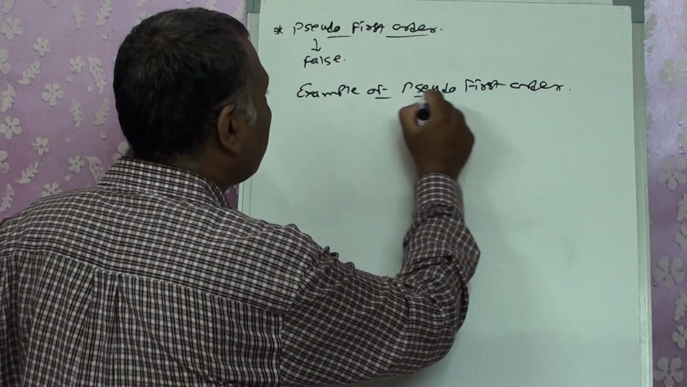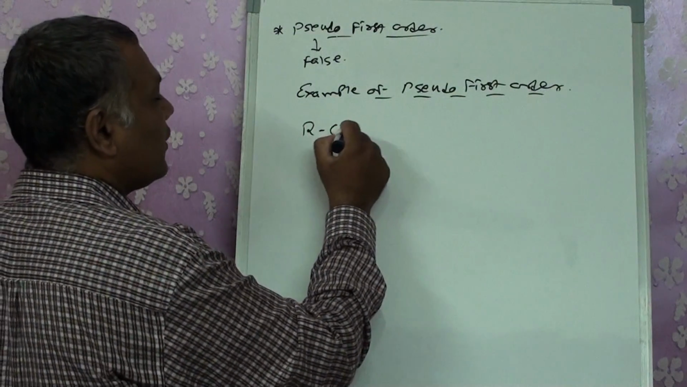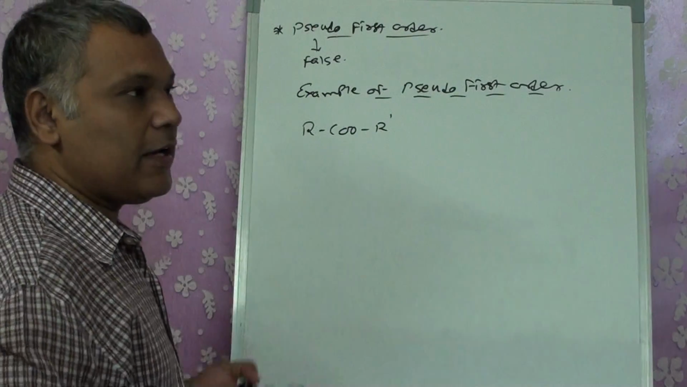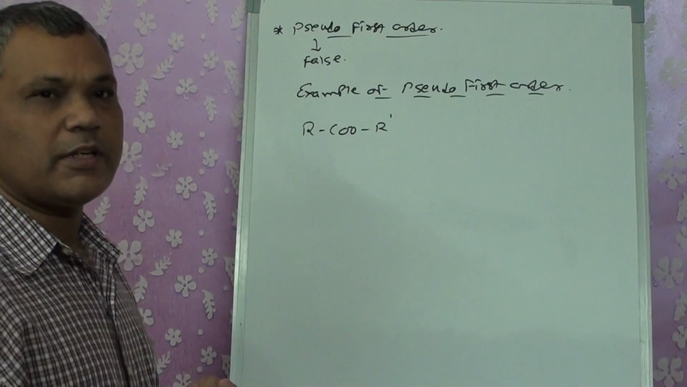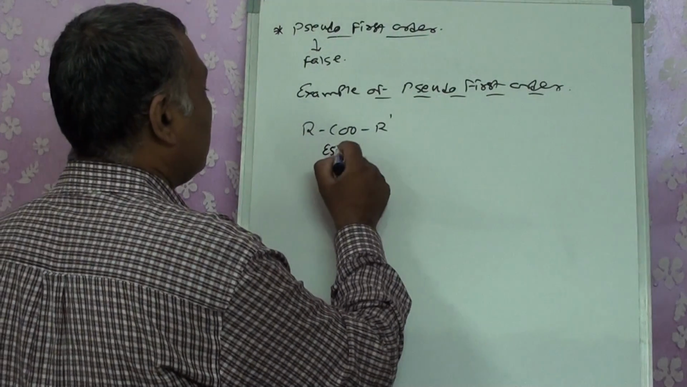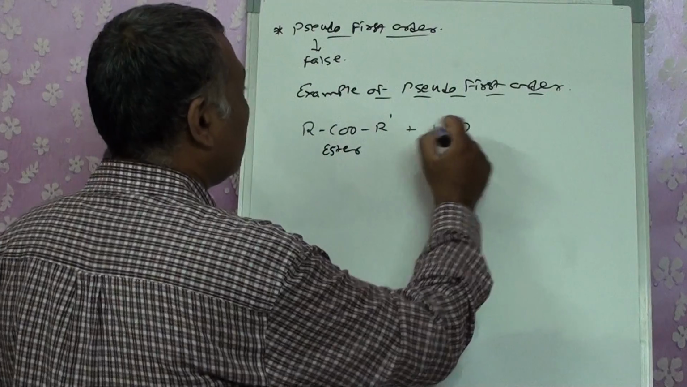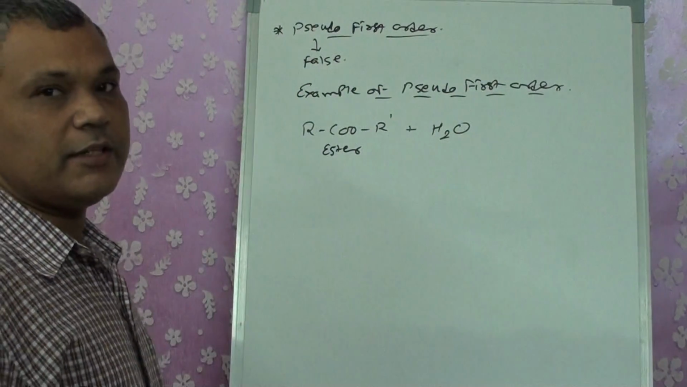Which will help us to understand what is actually happening. If we take an ester, I am taking any of the ester. In our textbook specifically ethyl acetate is given as an example. You can take any ester, because esters are going to give us a similar type of reaction. Hydrolysis of the ester. This is where water is added to it.